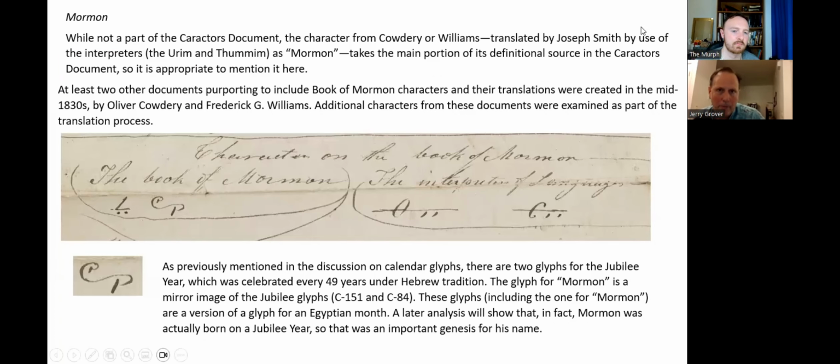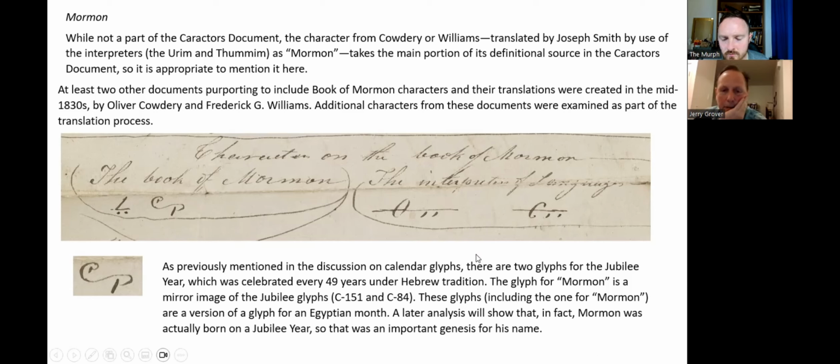Okay. Now we've got Mormon. We talked about earlier that there were four glyphs not part of the Characters document that we have translated. There's a scrap of paper in Oliver Cowdery's handwriting that says this, and then Frederick G. Williams had this on a page of a document, probably copying from Oliver Cowdery. So we have Book of Mormon, and I handle all these in my book too. I show that those translations he's given are correct from Egyptian. But Mormon is an interesting one.